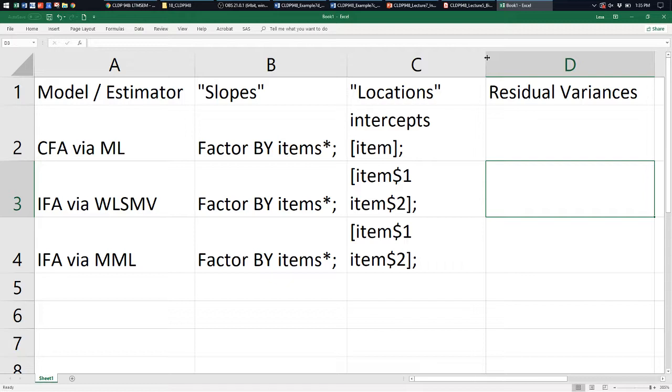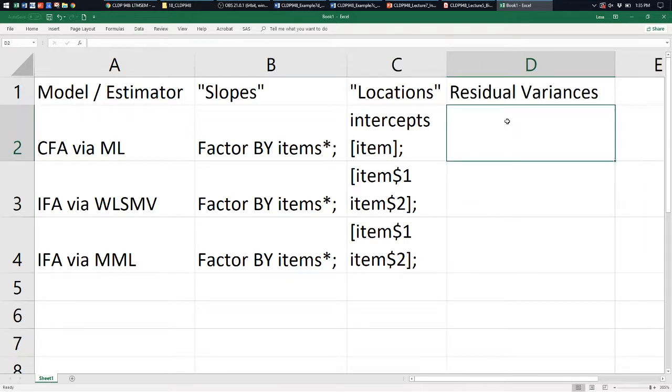Then comes residual variances. Refer to the item by itself; they're estimated, no constraints. WLSMV, it's item@1.